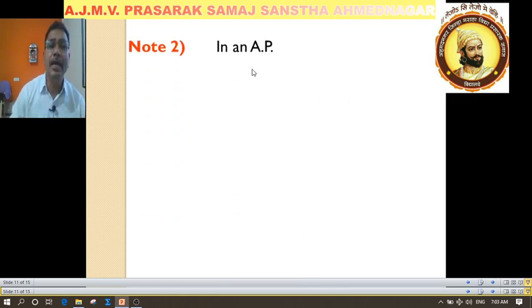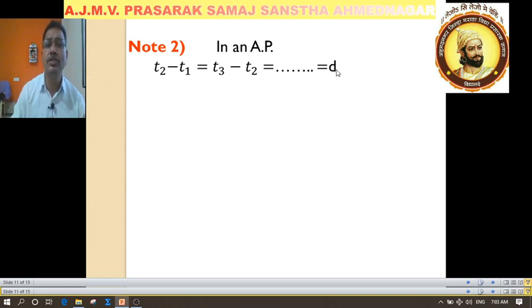In an arithmetic progression, T2 minus T1 is equal to T3 minus T2 is equal to T4 minus T3 and so on is equal to D. What is D? D means common difference. So this is the difference between any two consecutive terms. In general, here Tn plus 1 minus Tn or Tn minus Tn minus 1.